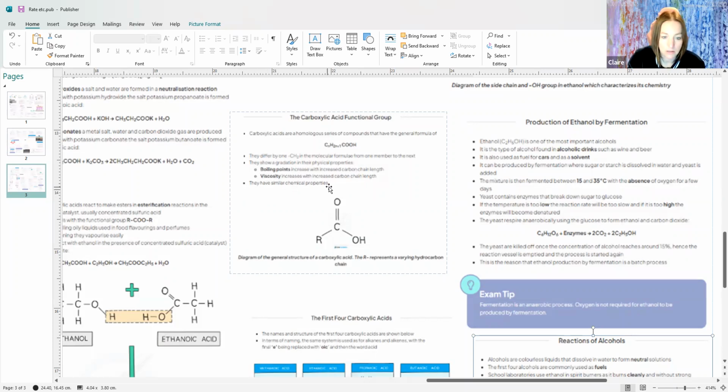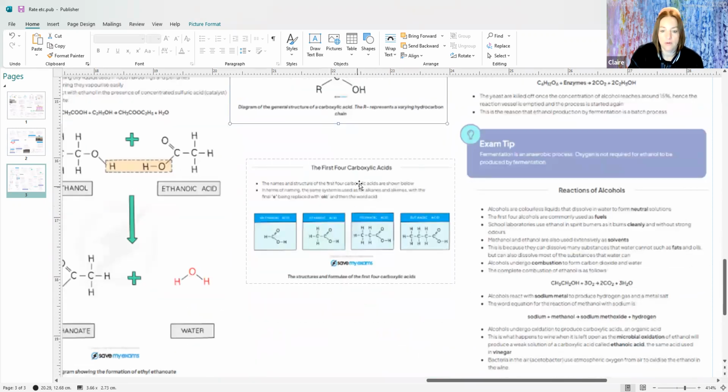They have similar chemical properties. So you've got to remember the functional group, COOH, but you've got to remember the arrangement as well from that carbon. So you've got a double bond to an oxygen, and then you've got the OH separately. Okay, so it doesn't go like COOH. It has to look like that. Okay, that's the general formula for it.